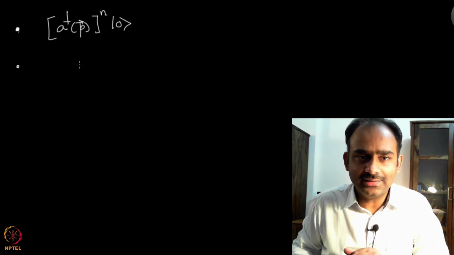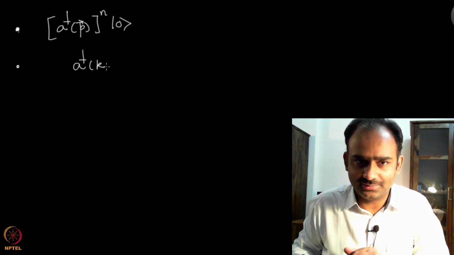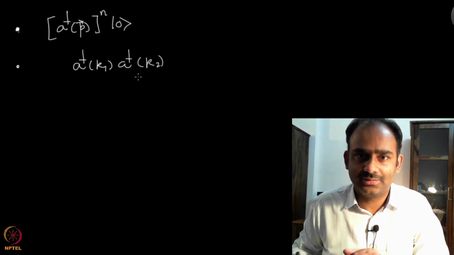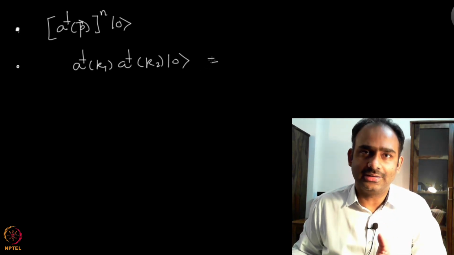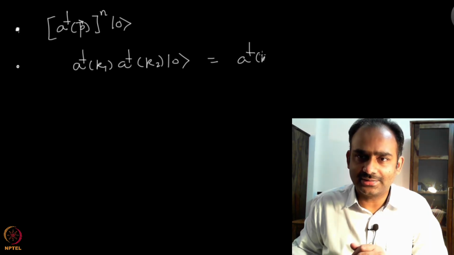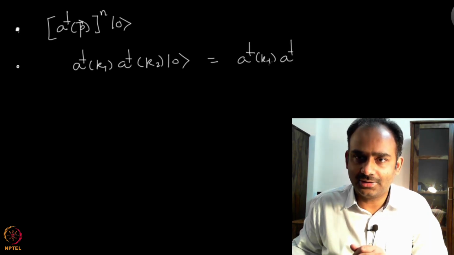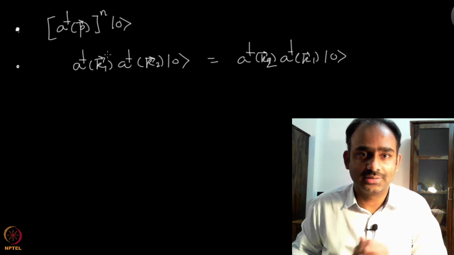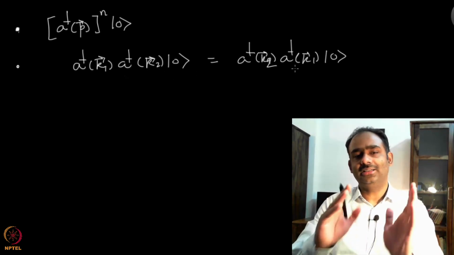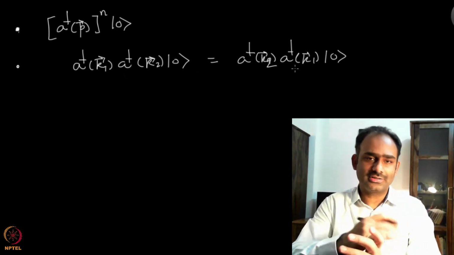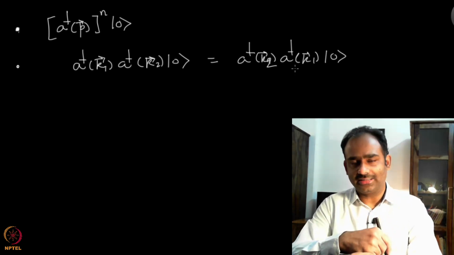Also, if you take any state like this one, let me just use a 2 particle state, then this is symmetric under the interchange of k1 and k2. So, this state is same as this state, sorry, k2, k1, and this is so because a daggers commute, right. A's commute and a daggers also commute, and this means that this state is symmetric under the interchange of these two, which is a property of Bose-Einstein statistics.